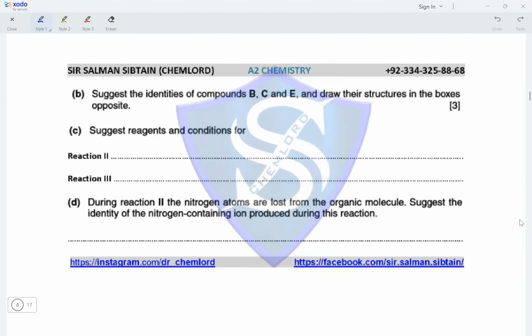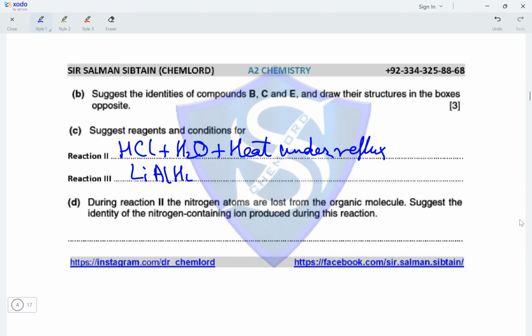Suggest the identities of compounds B, C, and E and draw their structure in the boxes opposite. Already done. Suggest reagents and conditions for reaction 2. Reaction 2 is the conversion of the dinitrile into the dioic acid. So this requires acid plus water plus heat under reflux, and also reagents and conditions for reaction 3, which is the conversion of the dinitrile into the diamine. So this is brought about by reduction of the nitrile, which requires LiAlH4 along with dry ether.